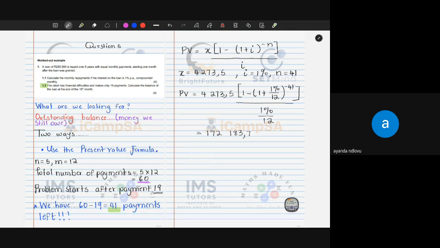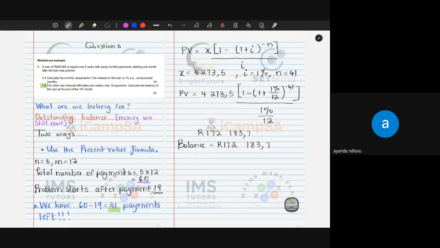Okay, not a problem. So that becomes, guys, our outstanding balance. So our balance is equal to 2,172,183.7. Do you guys understand the thinking behind here?